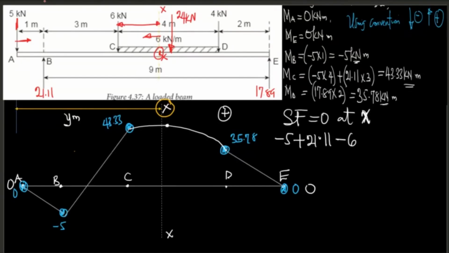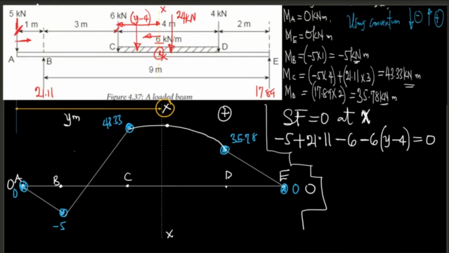So that distance there is going to be y. Remember, the distance from here to here is 4, so that distance there is going to be y minus 4. And then the UDL there is 6. So you're going to write it as minus 6, times the distance, which is y minus 4, so everything equals 0. I believe you understand what I did there.